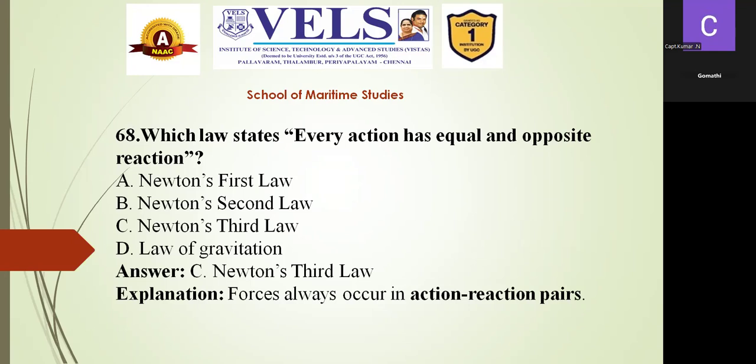Newton's second law states that F is equal to ma, the rate of change of momentum. Newton's third law states that every action has an equal and opposite reaction. The law of gravitational force states that F is directly proportional to the product of the masses m1 and m2, and inversely proportional to the square of the distance between them. So F is proportional to 1 by r square.